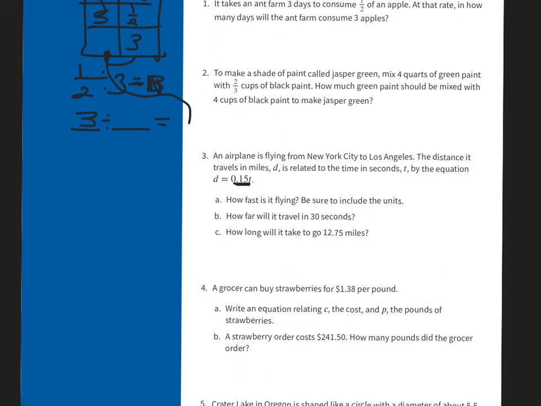How far will it go in 30 seconds? So 0.15 times 30. And then how long will it take to go 12.75 miles? Well, that's going to be on the other side of the equation, so we're going to divide by 0.15.